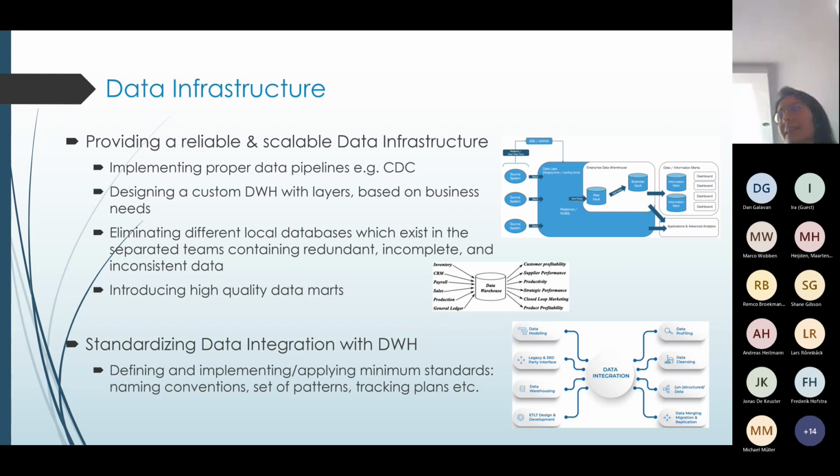Look at the hype in the market around event data and tracking data: we would like to track everything. How are those event data generated in the first place, how are we collecting them, how are we using them? If a company doesn't have a proper plan for that, we cannot really use the generated data. As we always say, garbage in, garbage out, right? So standardizing data integration with the data warehouse is also very important for the successful implementation of data governance and for overcoming data silo issues.